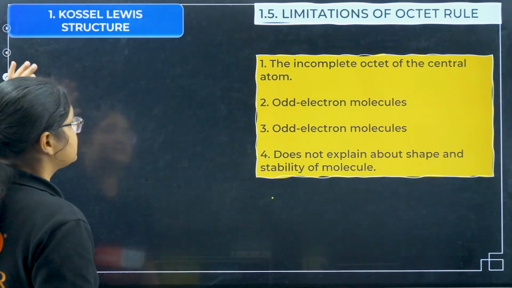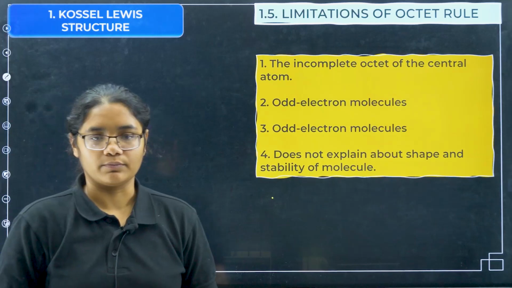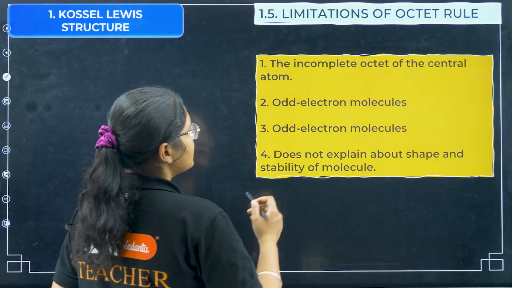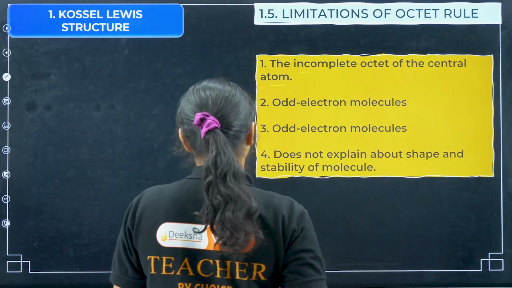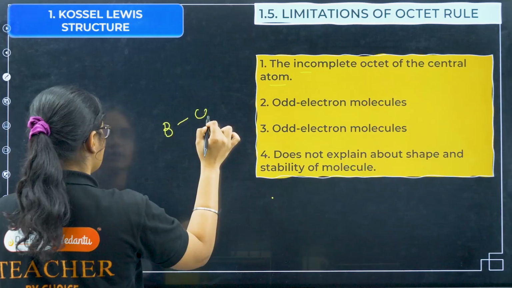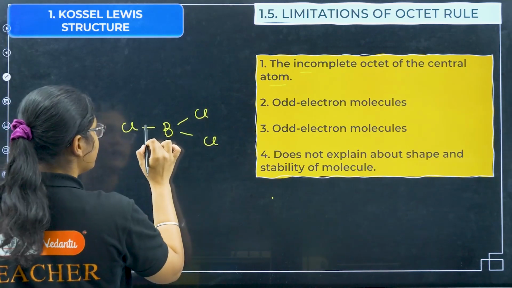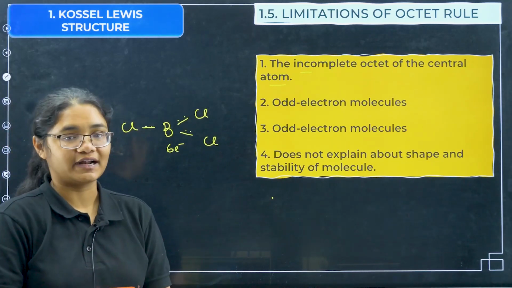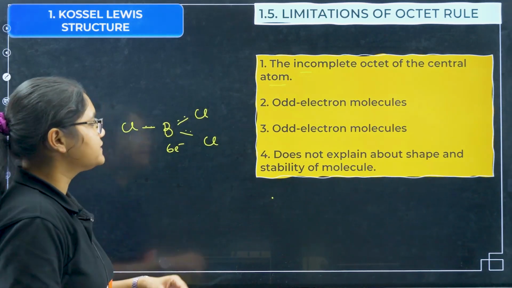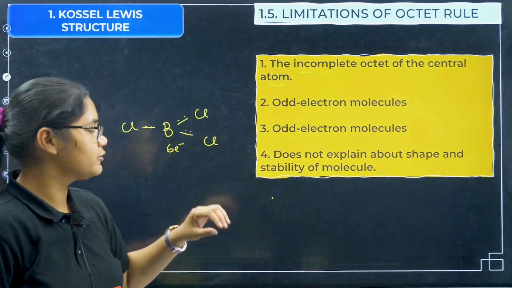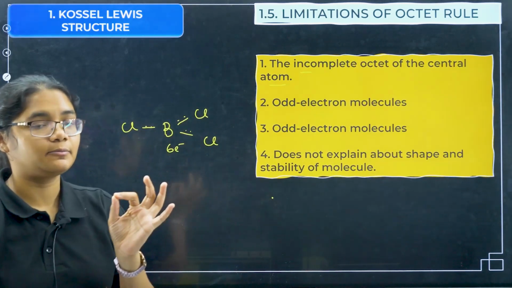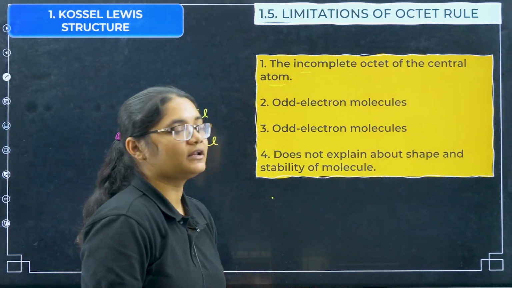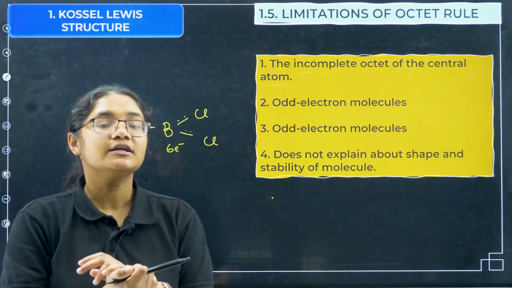Next, what are the limitations of the octet rule? There are certain elements whose octet is not satisfied. First, the incomplete octet of the central metal atom. For example, in the molecule BCl3, boron has only 6 electrons. So there are certain molecules whose octet is not satisfied but still they are forming bonds. Next, odd electron molecules, where you find just 1 electron left, not in pairs. Third, it does not explain the shape and stability of the molecule.